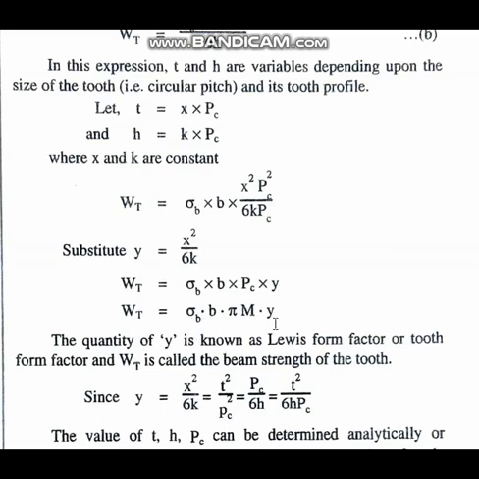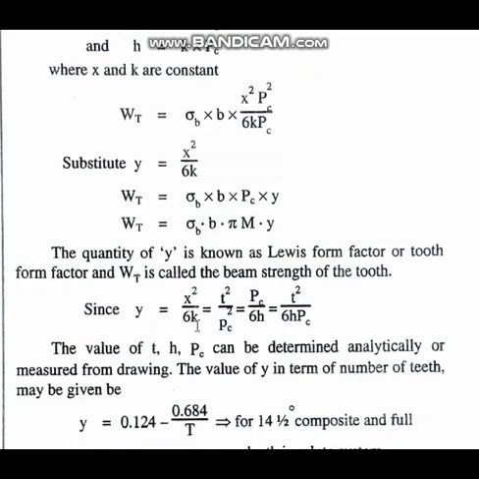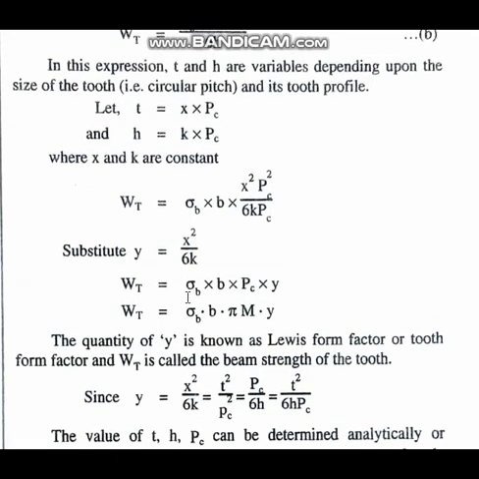Today I'm asking you a quiz question. Which product is called the strength factor? This sigma b into Y. Okay. So now Y is x square upon 6k, and here x is equal to t upon pc.